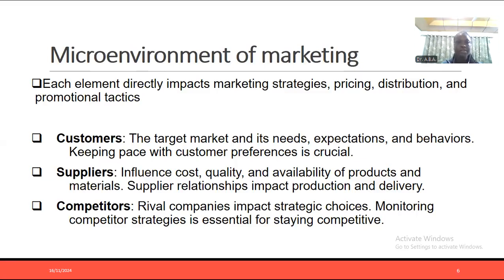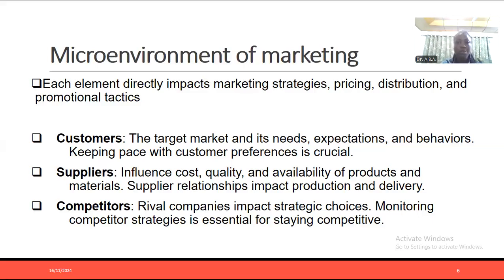The customers refer to the target market, what it really needs, its expectations, and its behaviors. It is important that the organization keeps pace with what the customer prefers, otherwise it will get out of business. So one of the factors within the micro environment, which is part of the external environment, is the customers. Then we have suppliers. What they do is they influence cost.